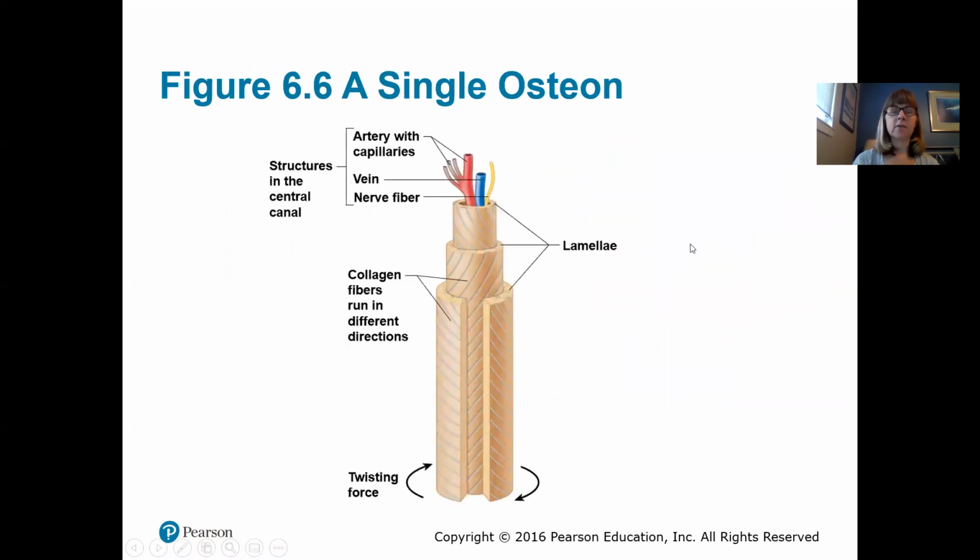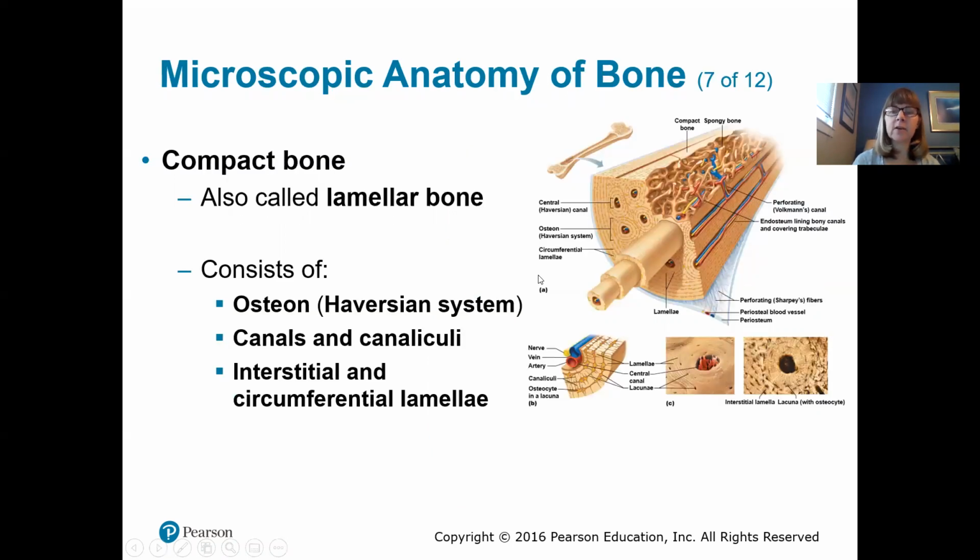So the other cool thing is, notice that the collagen fibers run in different directions, allowing it to withstand any twisting force. So it's pretty amazing how that is built. So once again, I'll go back to that.